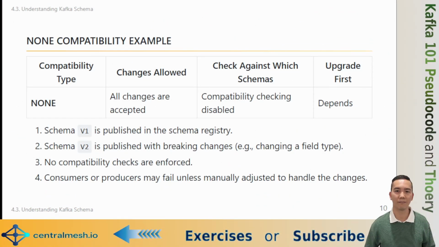Lastly, let's discuss non-compatibility. In this case, schema changes can break compatibility. The table tells us that there are no compatibility checks, which means all changes are accepted, and consumers or producers might fail unless they are manually adjusted.